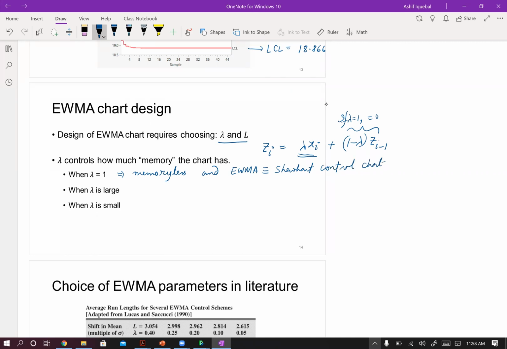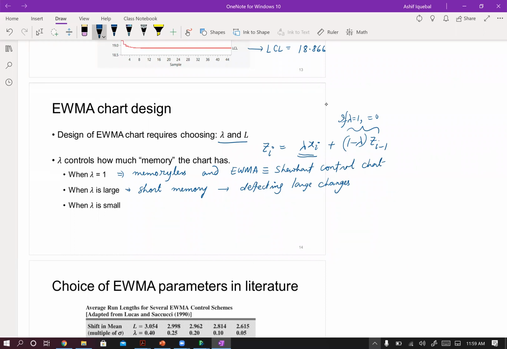Now, when lambda is large, when you put a very large value of lambda, 1 minus lambda becomes really small. If 1 minus lambda becomes really small, that means you are giving a very small weight to the previous observations, right? If you give very small weight to previous observations, you basically have a short memory. So when lambda is large, you have a short memory, and a short memory is good for detecting large changes.